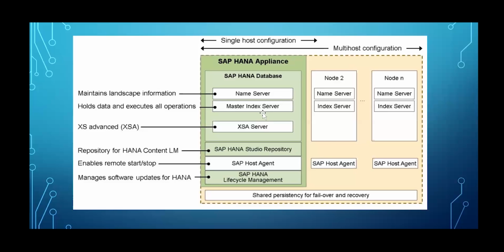The index server holds the data. More data is stored in an index server, and the name server is just a label for you. It has the information about this index server. Just remember, the index server will have the exact data volume, and it is going to have more memory consumed compared to a name server.